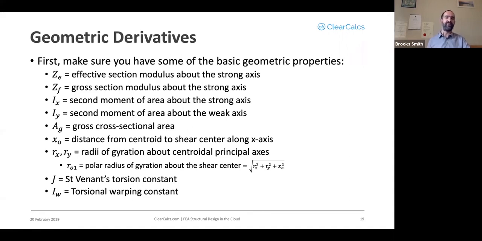But you need the effective section modulus about this strong or major axis, a gross section modulus, second moment of areas about both major and minor axis, gross cross-sectional area. The location of the shear center is very important in a cold form steel section. So you need that x naught value. You need your radii of gyration about both centroidal axes, as well as a polar radius of gyration about the shear center. You also need St. Venant's torsion constant and the torsional warping constant as well.